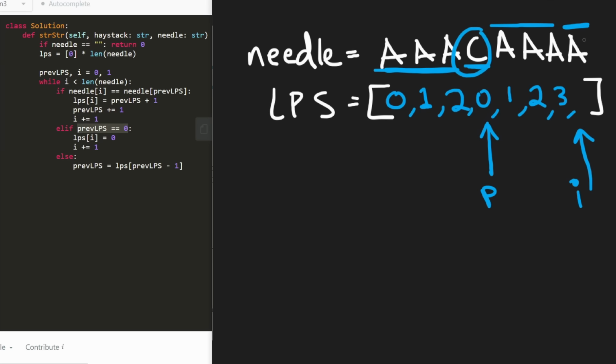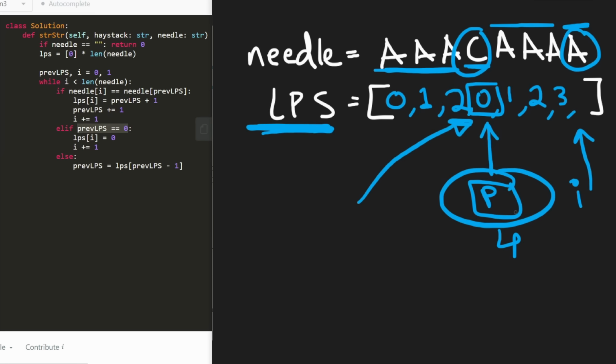So that means we're going to execute our else case. Does previous LPS equal 0? It does not equal 0. Just because the value here is equal to 0 does not mean this is equal to 0. This is equal to 4, as you can see, right? It's at index equal to 4. So that else if case over here is not going to execute.